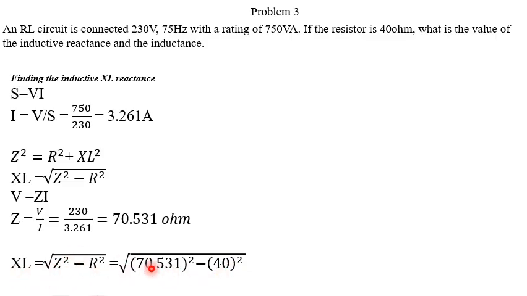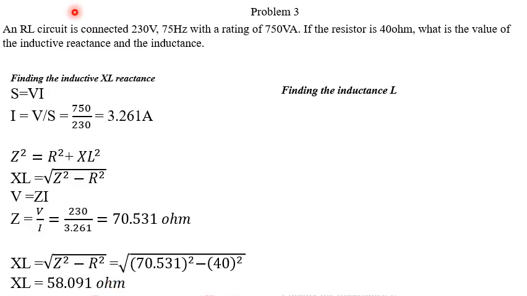So we just change the values. We know this was Z and we changed it here. This was R. R was 40. Then we change it back. So doing that, we get our XL, our inductive reactance, as 58.091 ohms. And now we need to calculate the value of the inductor.